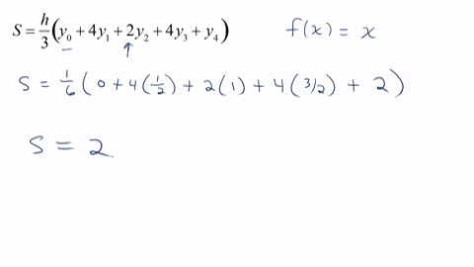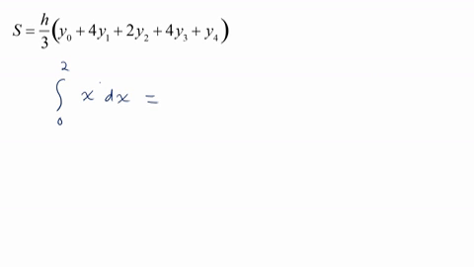Now let's go ahead and actually find the value of the definite integral to see how close our approximation is. So here's our definite integral from 0 to 2, x dx. The antiderivative would be x squared over 2, and we want to evaluate that from 0 to 2. Substituting 2 in, we get 2 squared, which is 4, divided by 2 is 2. Minus what we get when we substitute 0. So that answer is 2. So here our approximation of 2 was in fact the true value of this definite integral.